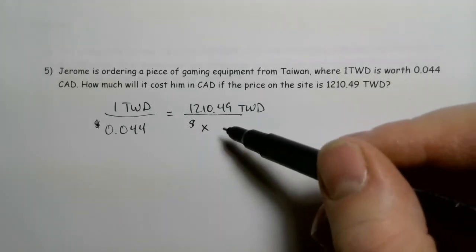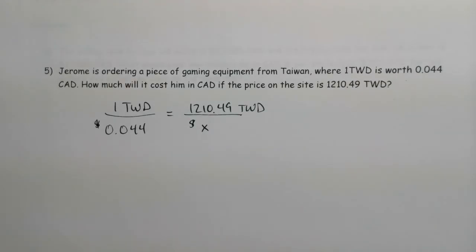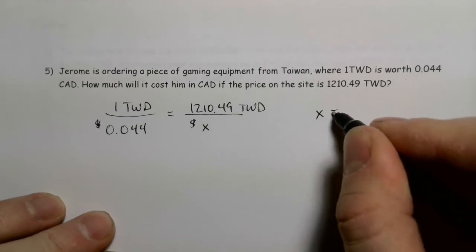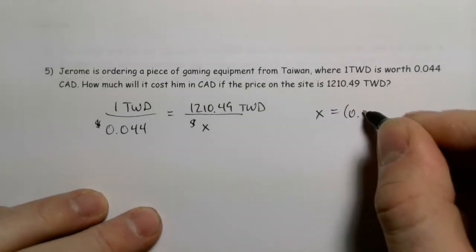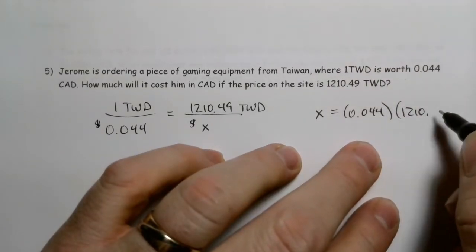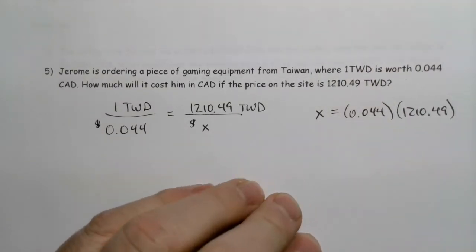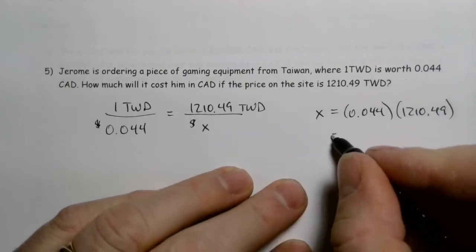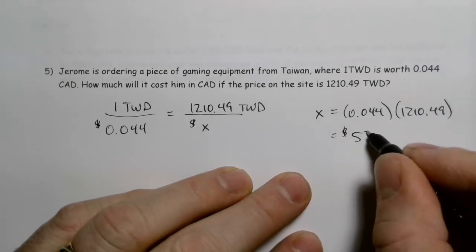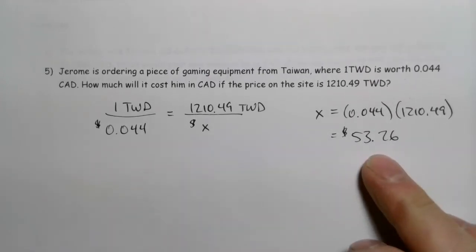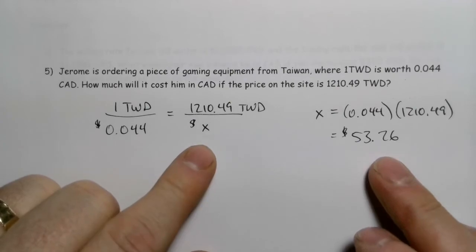Now this is a little bit different, only in so much that the way I set up the ratio, now the unknown is down in the denominator. But it doesn't change anything in terms of the way we solve it. I'm still going to cross multiply. 1 times x is still going to be x, and then it's going to be 0.044 multiplied by that 1,210.49. So 0.044 multiplied by 1,210.49, and I get that it's going to be $53.26, because remember, the unknown in this case is the value in Canadian dollars.